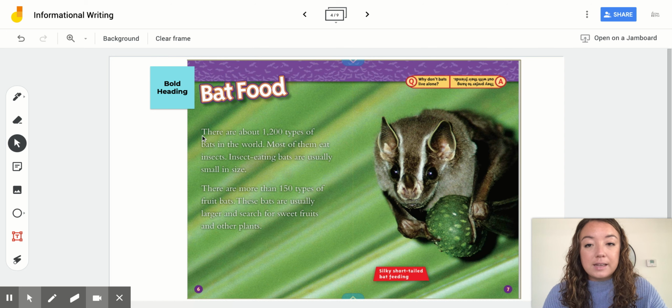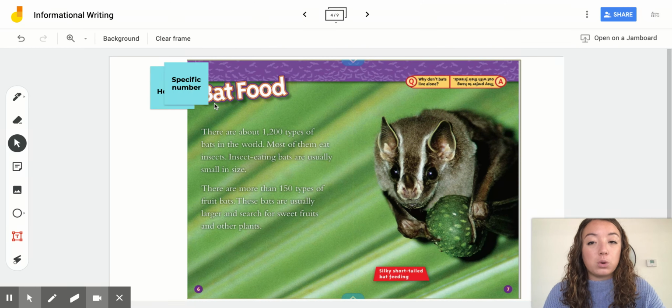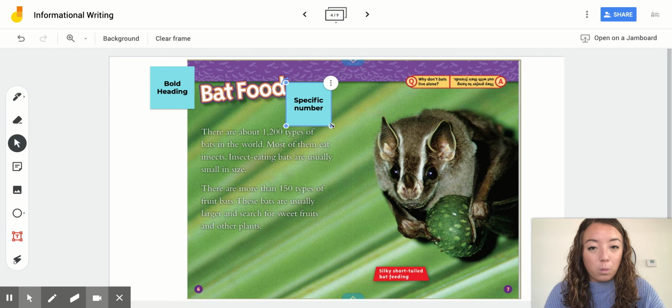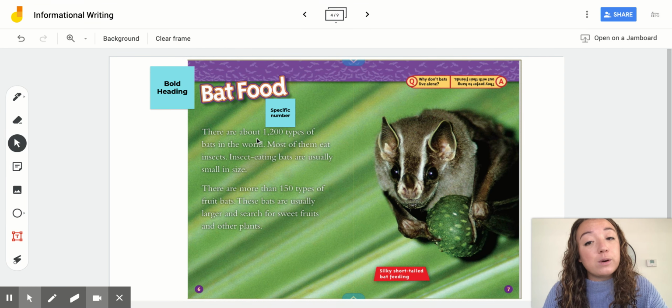It says, there are about 1,200 types of bats in the world. Wow, I'm going to make a note of that. That's a specific number that the author told us of how many bats there are in the world. This author could have said, there's many types of bats in the world, but instead they told us the specific number of bats in the world. That's really important. Let's keep going.